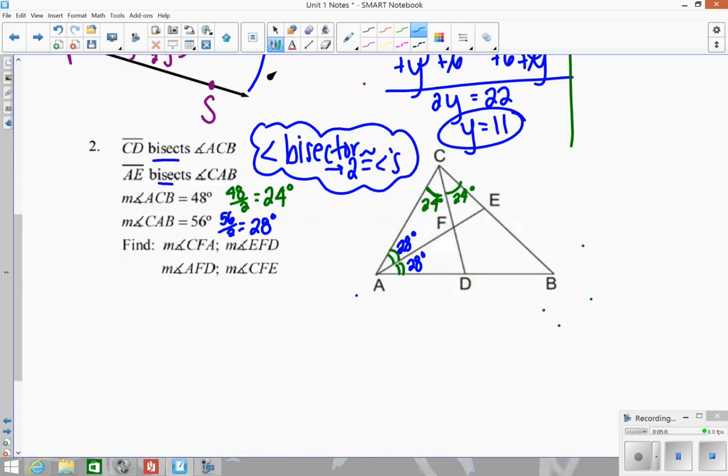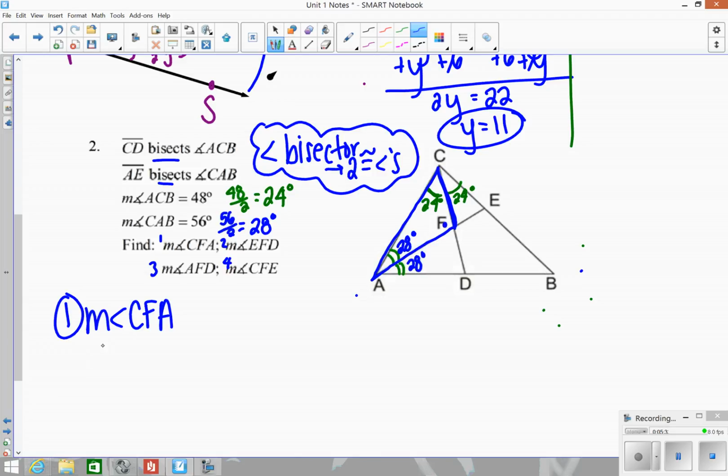So now we have 4 different things we're going to find. I'm just going to number these, and we're going to find them one at a time. The first one is the measure of angle CFA. If I look at the measure of CFA, it's this angle right here. The first thing I see is that this is the third angle in this triangle. We haven't talked much about triangles yet, but hopefully you remember that in a triangle, all 3 angles have to add up to 180.